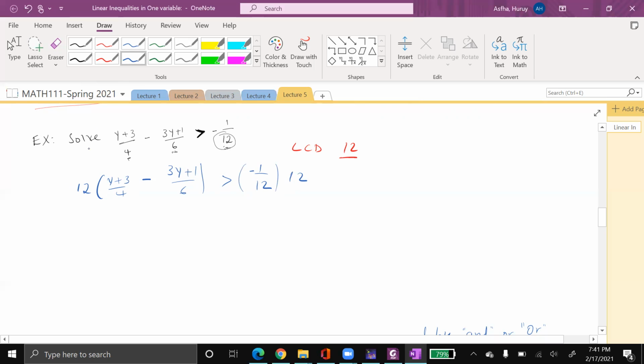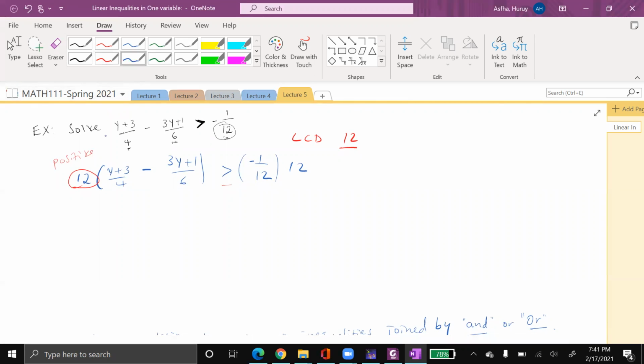Now, notice, this is a positive number. This is positive. So it doesn't affect this one. I keep the same inequality. If it was a negative number, because here I have negative, if you multiply this one by, say, -12, then you have to reverse the inequality sign, okay?